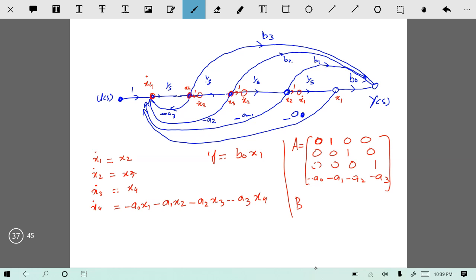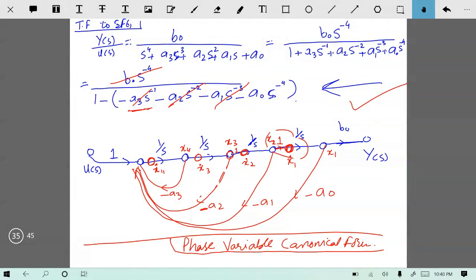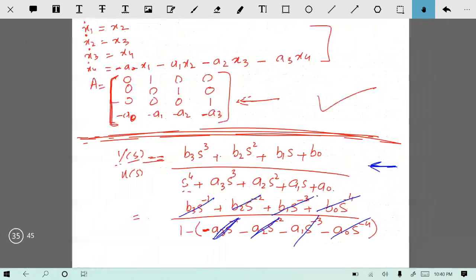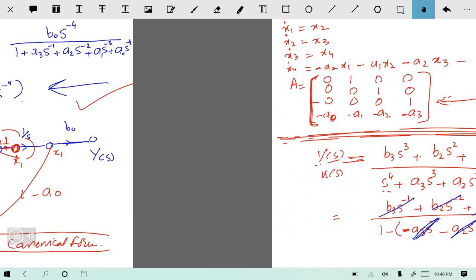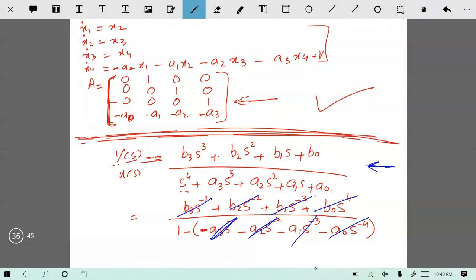And for the B matrix, oh sorry, I have missed this u of s, plus u of s. I missed this u of s in the last equation as well. Yes, over here, in x4 you have this u of s coming into it. So plus u of s.